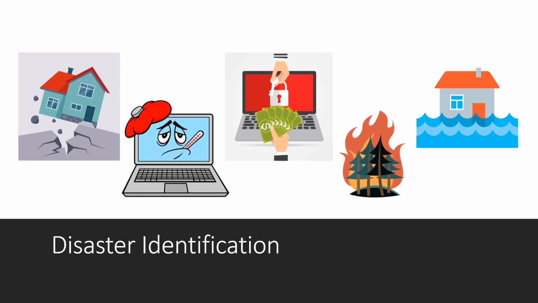Disaster identification. The disasters that Sunshine Machine Works is likely to face are earthquakes, computer viruses, ransomware attacks, fires, and floods. In the case of natural disasters, the indicators are clear. Either local, state, or federal agencies will issue a warning, or you will find yourself in the middle of a disaster with no warning. Earthquakes, fires, and floods are easy to identify. Other disasters may not be easy to identify.